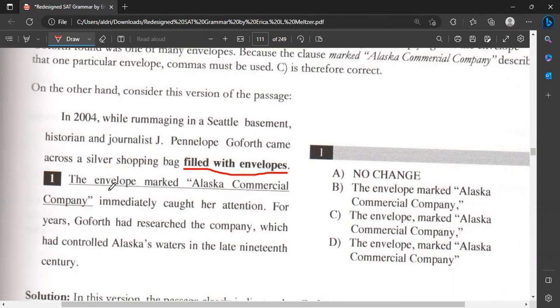Which one is this envelope that was marked Alaska Commercial Company? That's the one that immediately caught her attention. So the first one, the bag only has one envelope, so it doesn't really matter. And in this case, we're looking at a bag filled with envelopes, more than one, plural. So we have to specify.